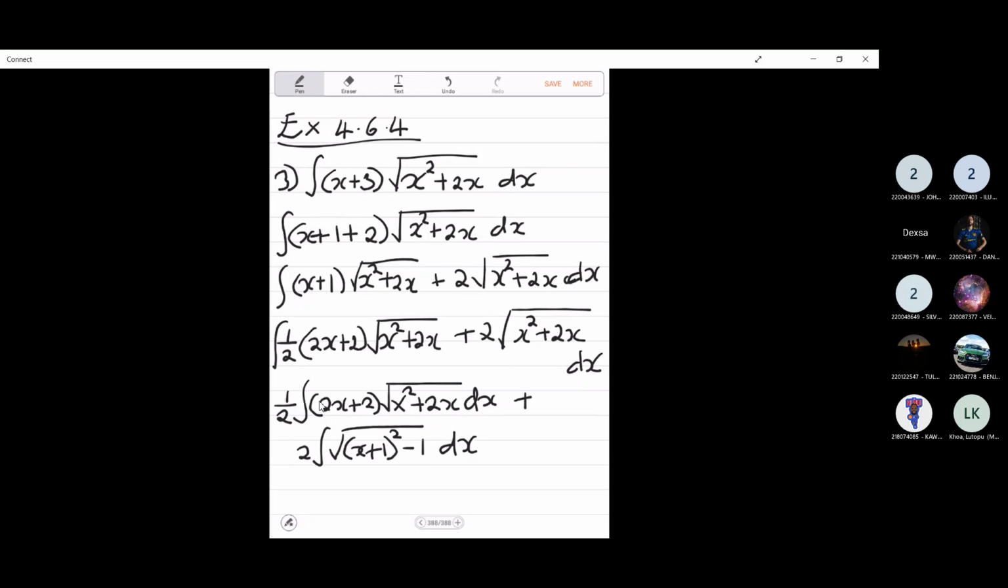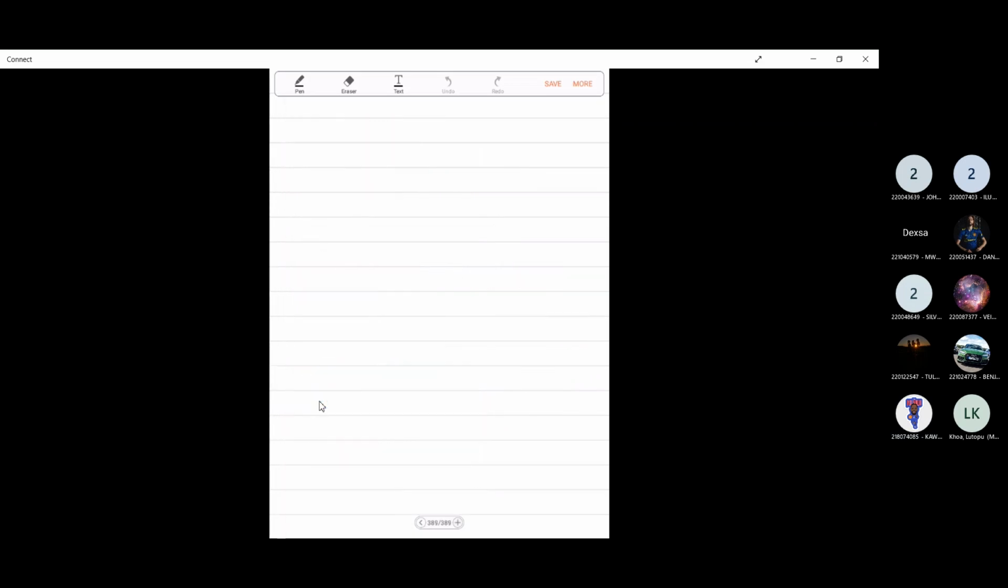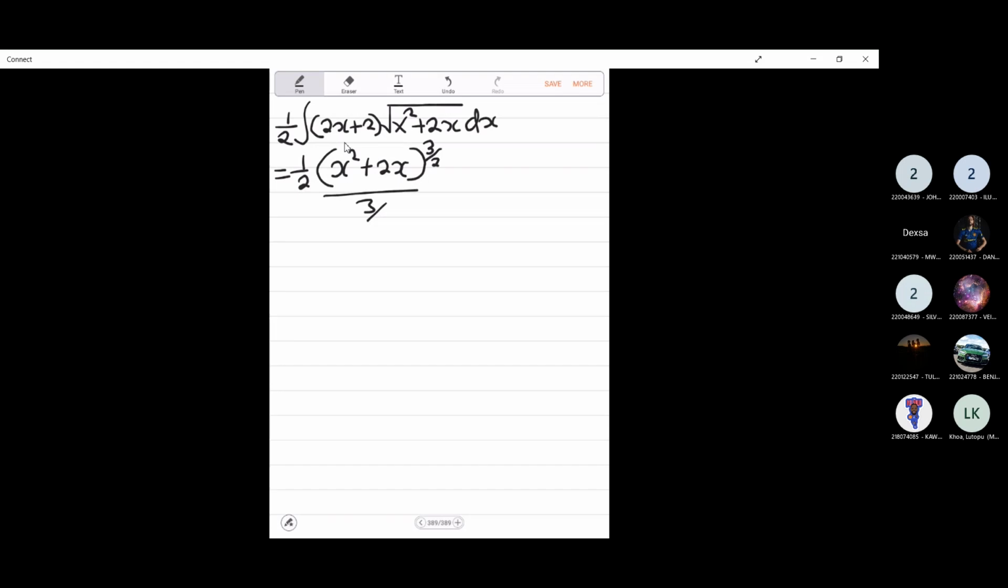Okay, so look at it as 2 questions that you're integrating. So let's do the first one. If you are going to split them in the test, just make sure it's clear what you are doing so that I know what you're doing when I'm marking. So for the first one, the integral is very easy to do because I have the function with its derivative. So the answer to this one is just a half, and then I have x squared plus 2x to the power of half plus 1, which is 3 over 2, and then I divide by 3 over 2.